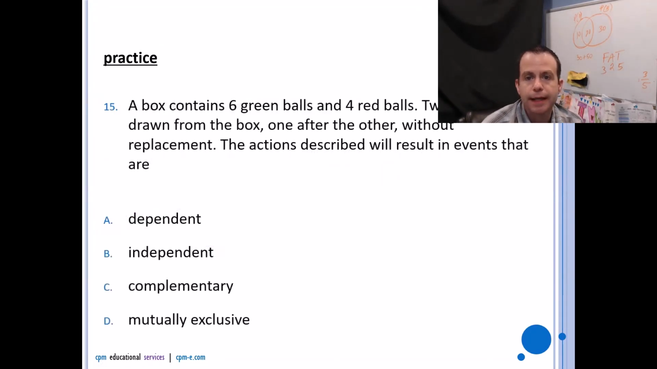Okay, a box containing 6 green balls and 4 red balls. 2 balls are drawn from the box, one after the other, without replacement. Okay, the actions described will result in events that are dependent, independent, complementary, or mutually exclusive. Without replacement speaks of whether they're dependent or independent, and if I don't replace, then they're dependent. So the answer is A. Okay.